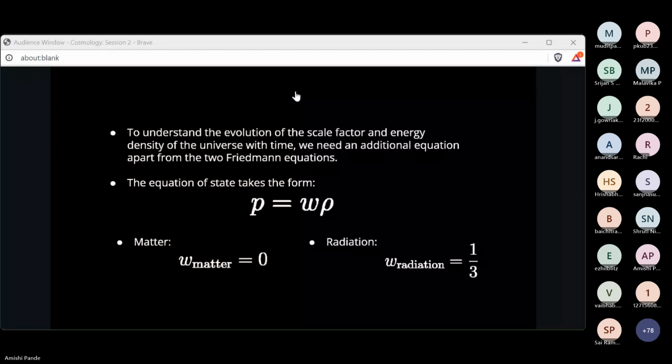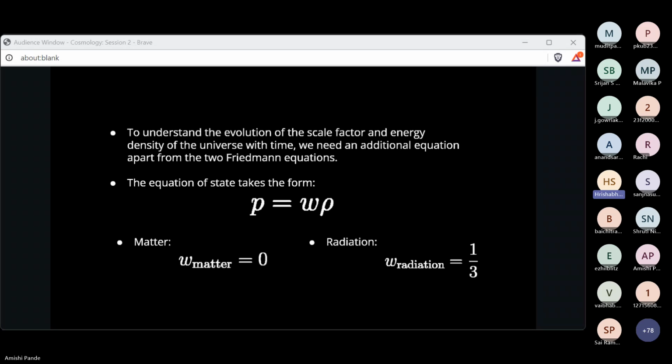Anyone quickly? First equation of state that we study. Exactly, it is the ideal gas law. PV is equal to nRT. Or you can try to change this and convert n and V to form rho, density. So the ideal gas law is the first equation of state that you study.